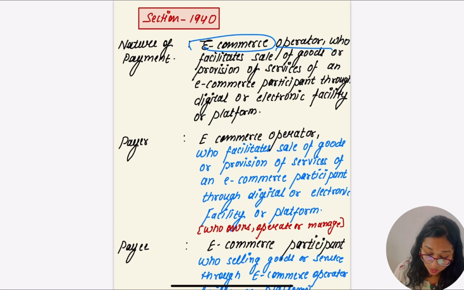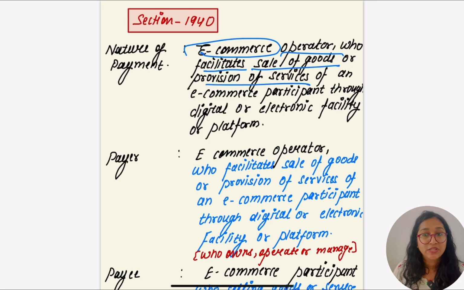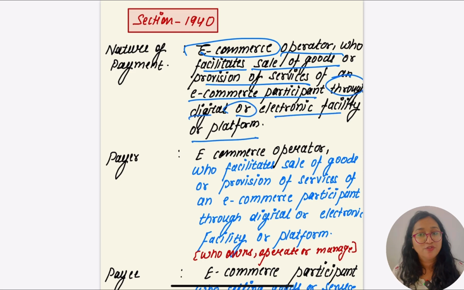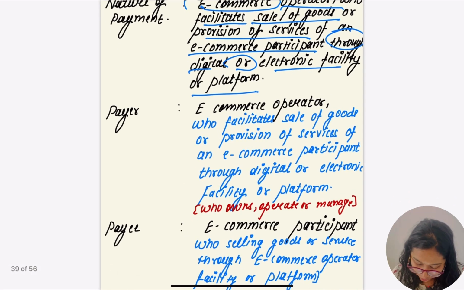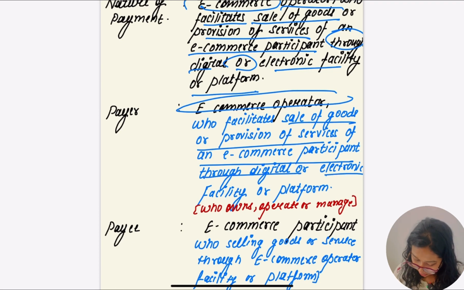Let's go for the section now. Section 194 says about the e-commerce operator. The nature of payment is: the e-commerce operator who facilitates sale of goods or provision of service. So both things are going to happen: sale of goods and provision of services of an e-commerce participant through the digital or electronic facility of the platform. The payer is for sure the e-commerce operator.